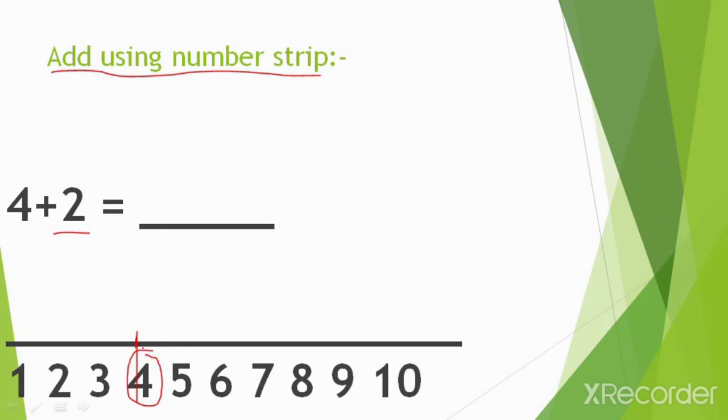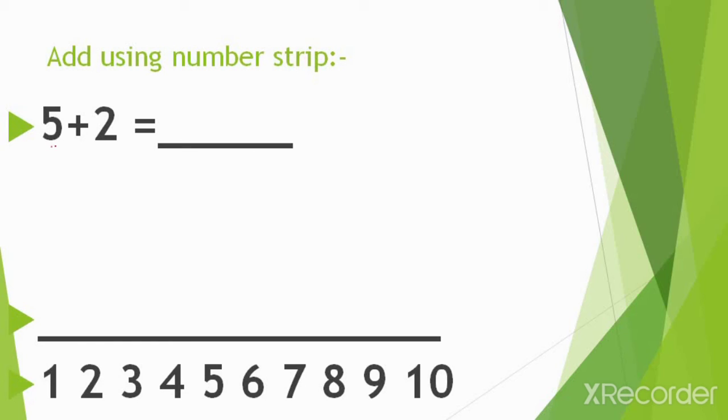Here it is. So make a circle around it. Now 4 plus 2. We have to add 2 to this number 4 with the help of this number strip. So what should we do? We should move 2 steps forward on the right side of the given number. 1, 2. Where do we reach? We reach at number 6. So what should we do now? Yes, we should write the answer in the given blank. Okay?